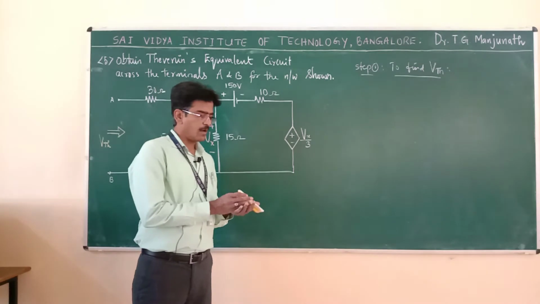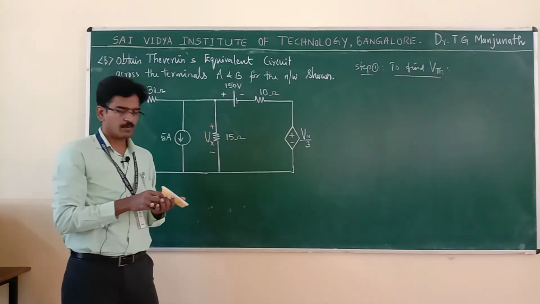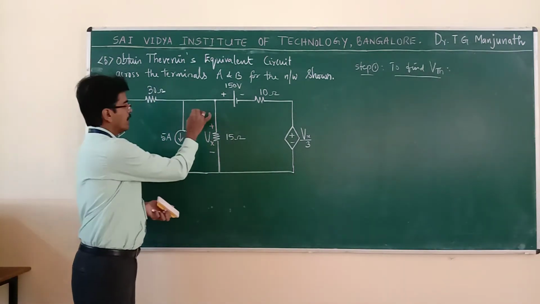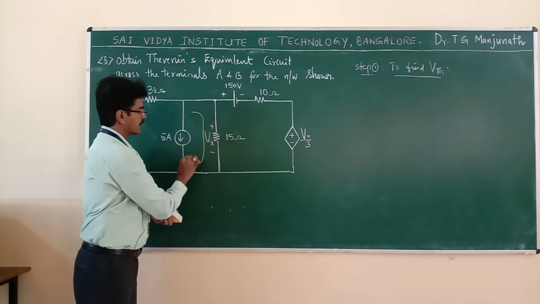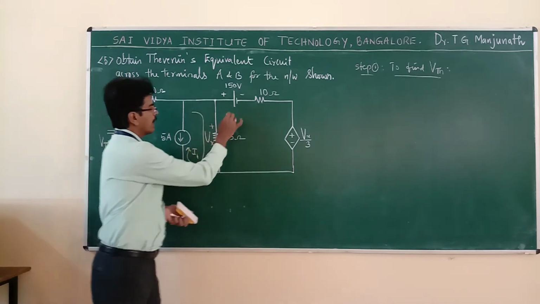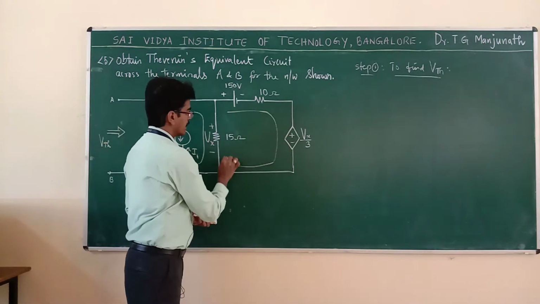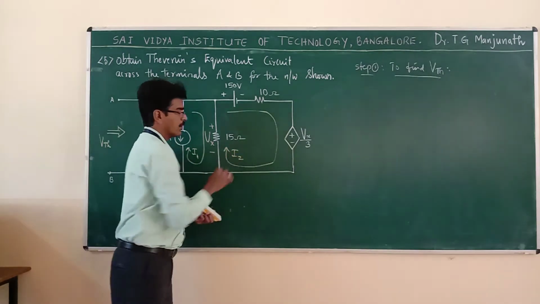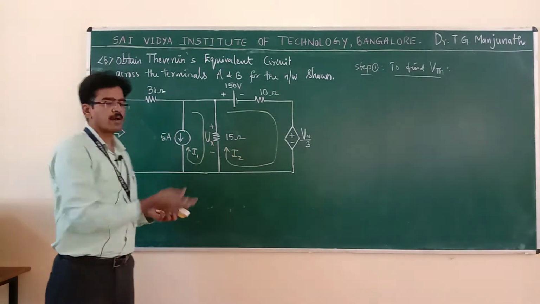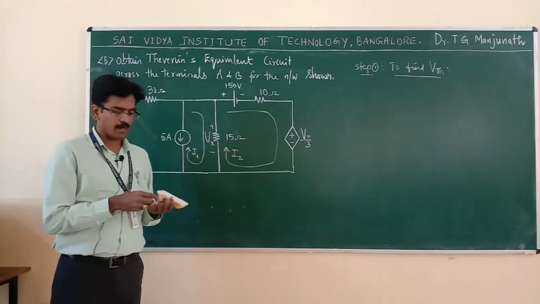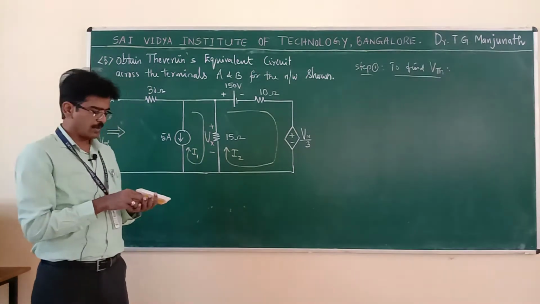Now, you have two loops. I will solve by mesh analysis. Let us take this mesh current as I1. Let us take this mesh current as I2. Now, if I solve for I1 and I2, I can find the V Thevenin.